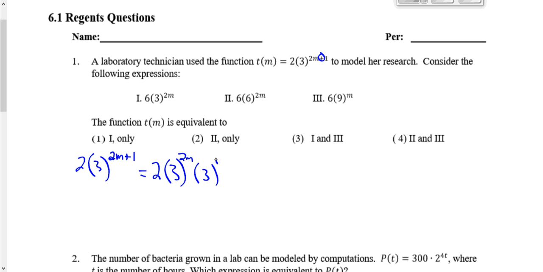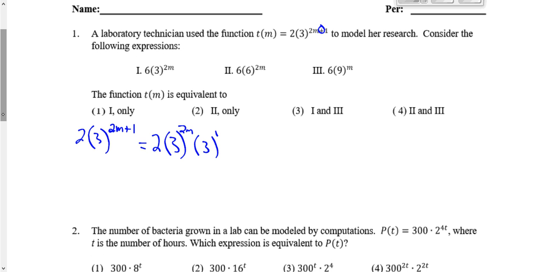Well, what's 3 to the 1 equal? 3. Okay. So 3 to the 1 is 3. We remember you can multiply in any order, right? What's 2 times 3? So we have 6 times 3 to the 2m, don't we? Is that looking like one of the choices up there? Which one? It looks like choice 1, right?